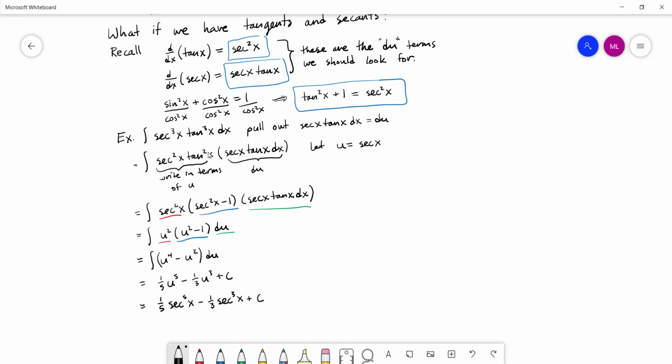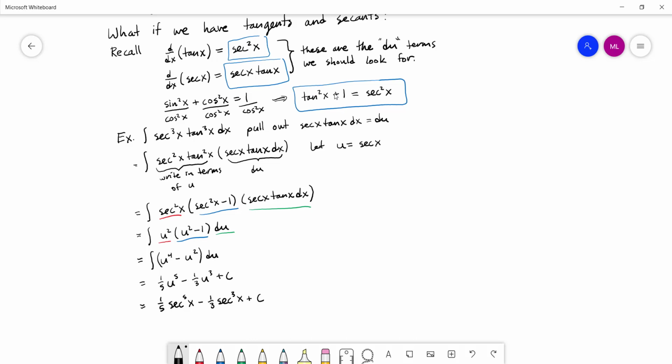But in this case, there is no reason to switch things into tangents because this is our u. If this is the du we pick, we want to write everything in terms of secants here. If we'd pulled out a secant squared, we would want to write everything else in terms of tangent. And we would have, again, wanted everything to be left with even powers.